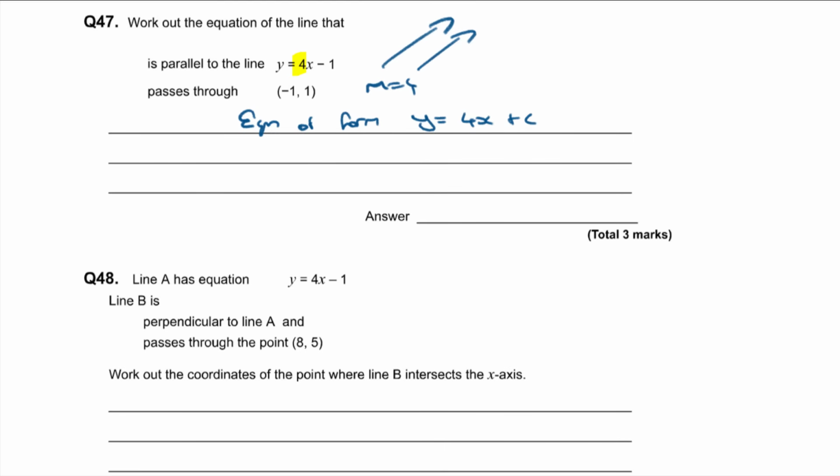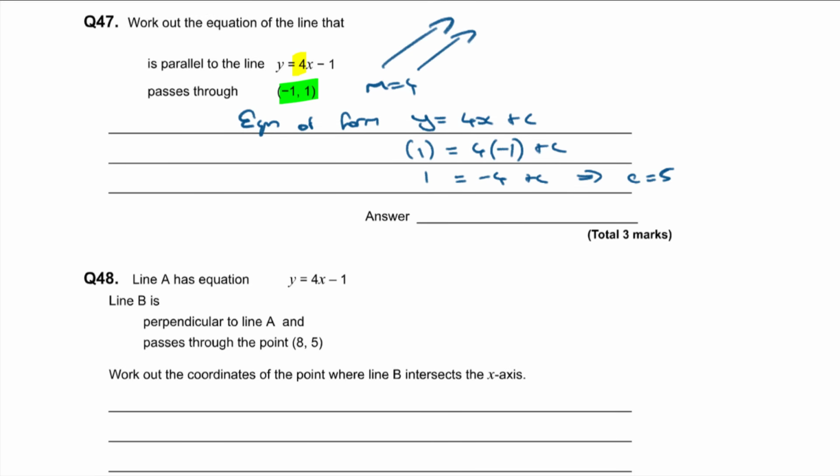Now how can we find c? Well, easily enough, we can just take this coordinate and we can sub it in for y and x, and then the only thing we won't know is c in that particular substitution. So we can then equate c to whatever's left over, and that will be our value of c. So let's sub in -1 for x and 1 for y. We're going to get 1 is equal to 4 lots of -1 plus c. Okay, so 1 equals -4 plus c. That tells me that c is going to have to be equal to 5.